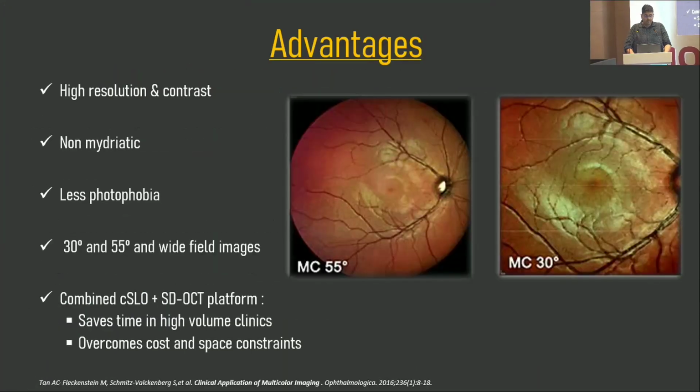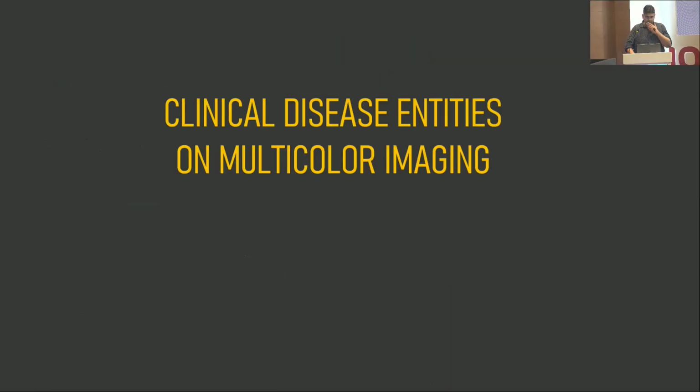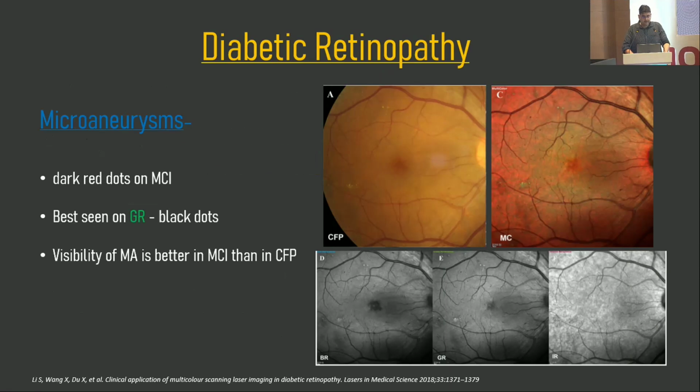So what are the advantages of a multicolor image? It's a high resolution and high contrast image as compared to a fundus camera, can be taken in a non-mydriatic eye, and produces less photophobia. The 30-degree, 55-degree, and wide field imaging are also available. And the best is that it gives a combined platform and saves time in high volume clinics, as a single machine is able to capture both the fundus camera photo as well as an OCT image. So now we'll be looking at how the clinical diseases appear on multicolor imaging.